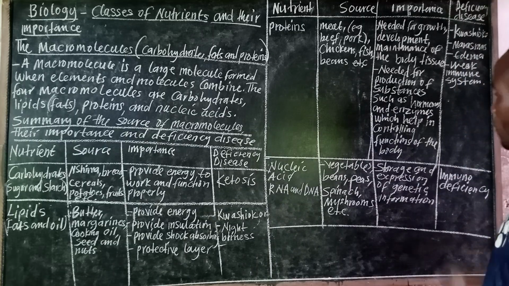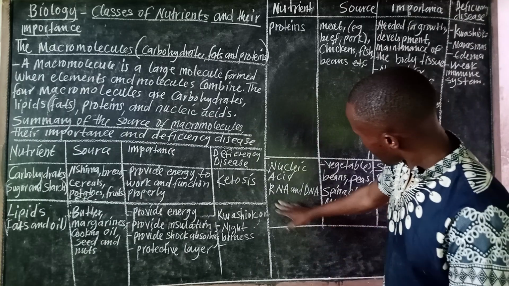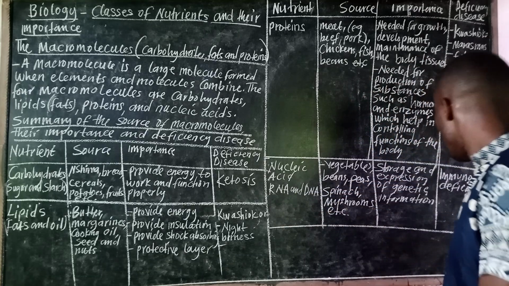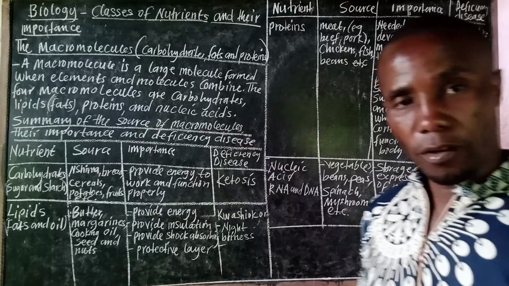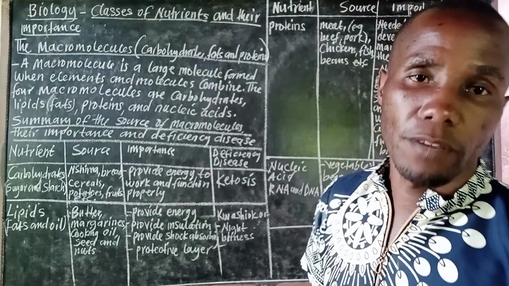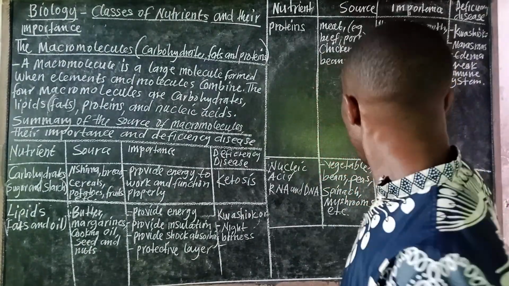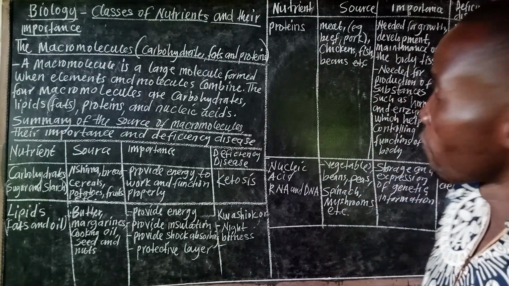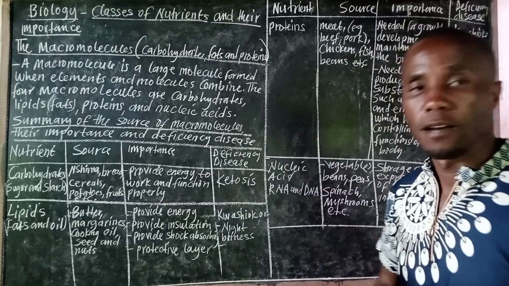Now, the type of disease that one can suffer from when he or she lacks RNA and DNA, immunodeficiency. Okay, meaning the immune system will become very what? Weak, and the other diseases related to the immune system. Those are some of the diseases that one can suffer from.